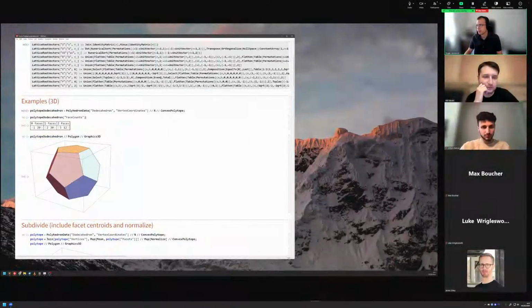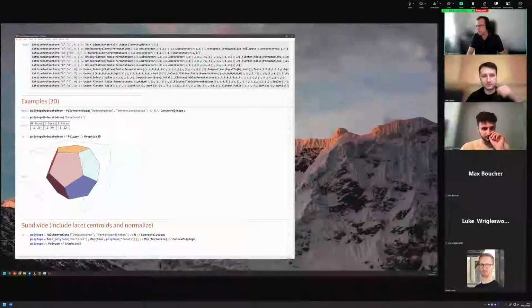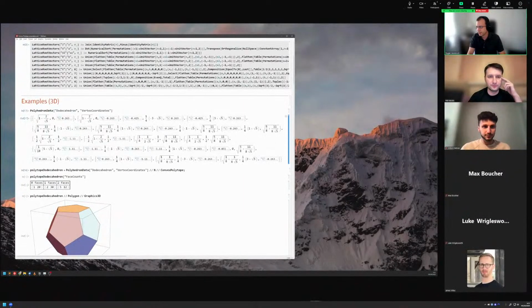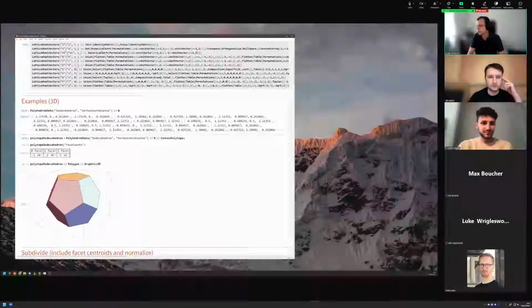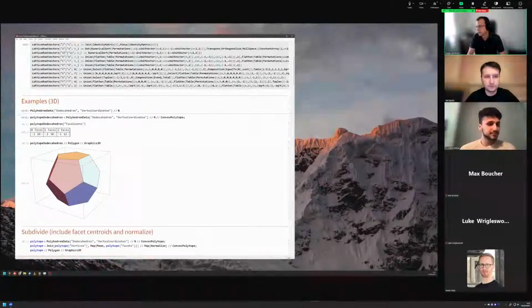Yeah, we'll get started. I'll start off with a platonic solid, the dodecahedron. The vertices you can get using PolyhedronData and use the numeric function N to just get floating points for these things. And so those are the points.